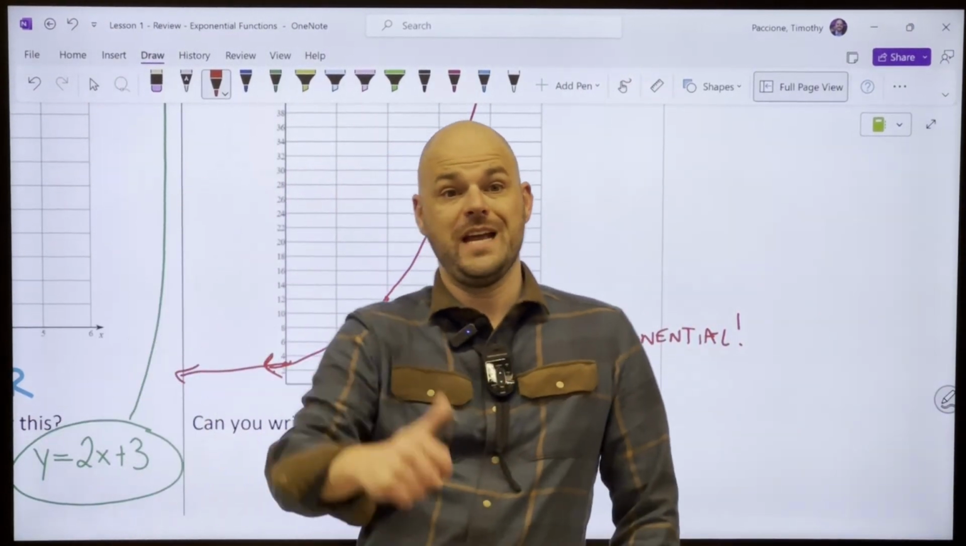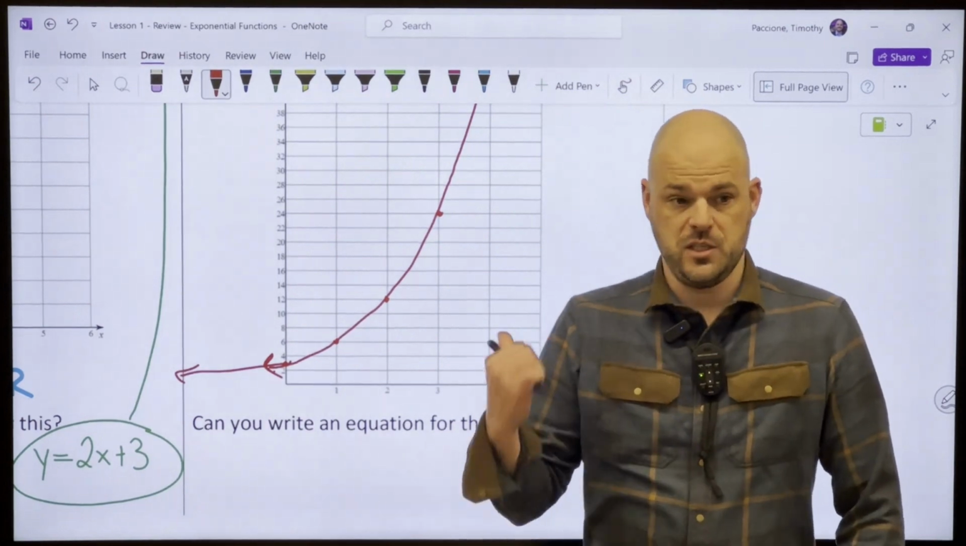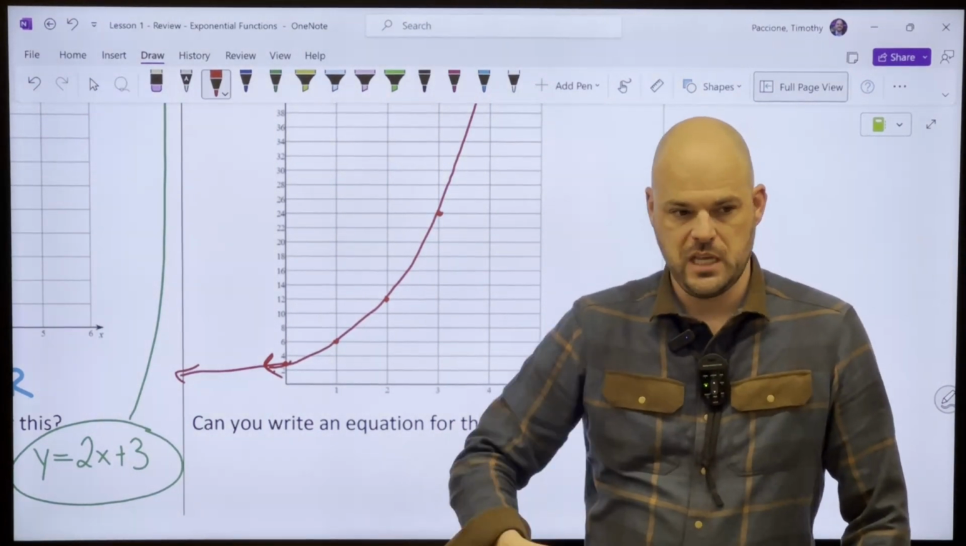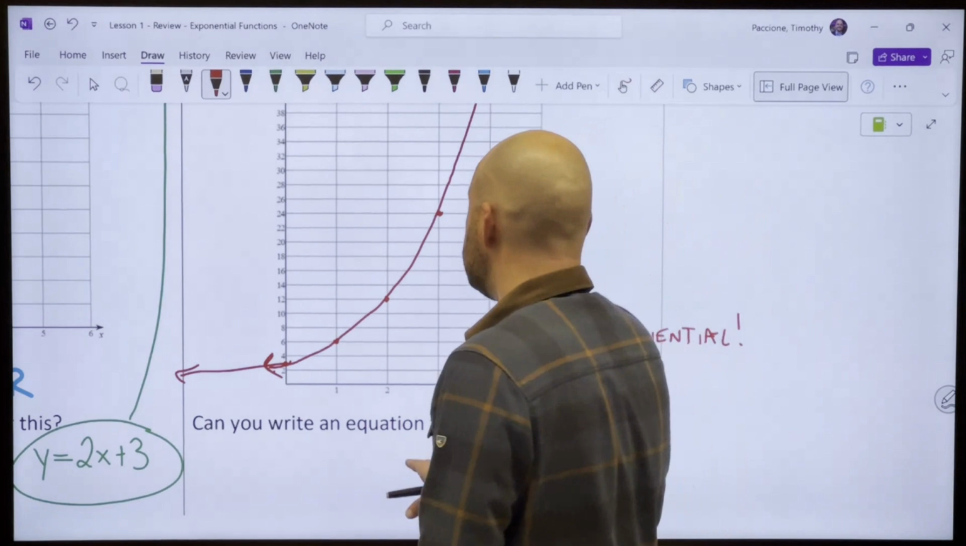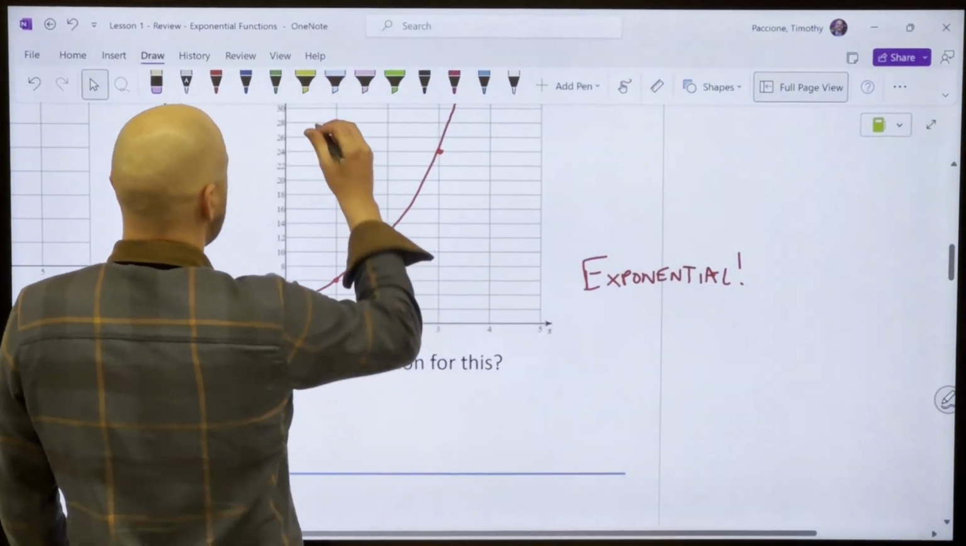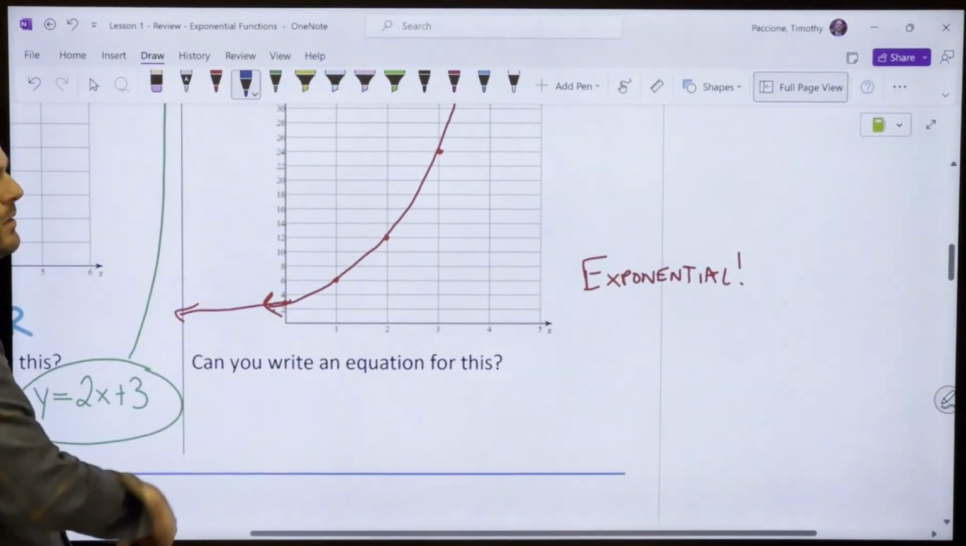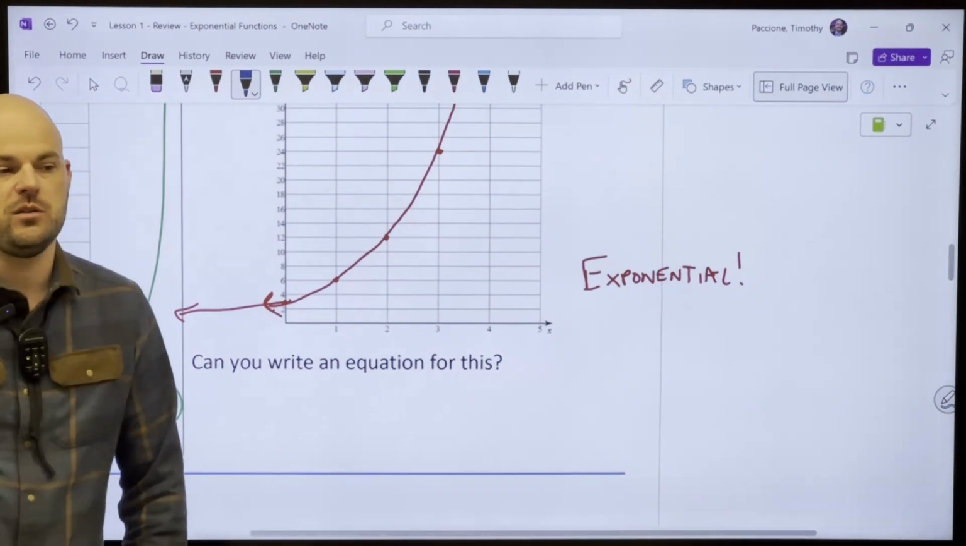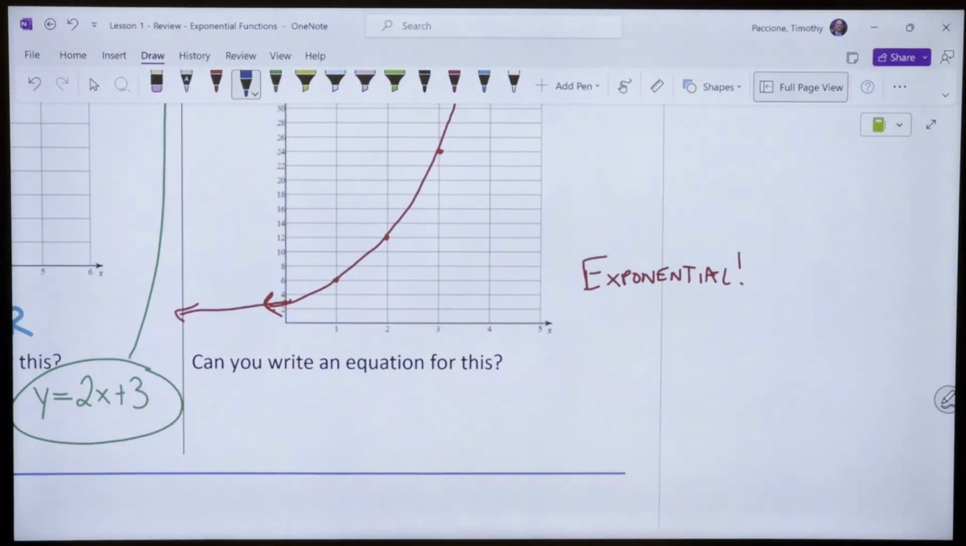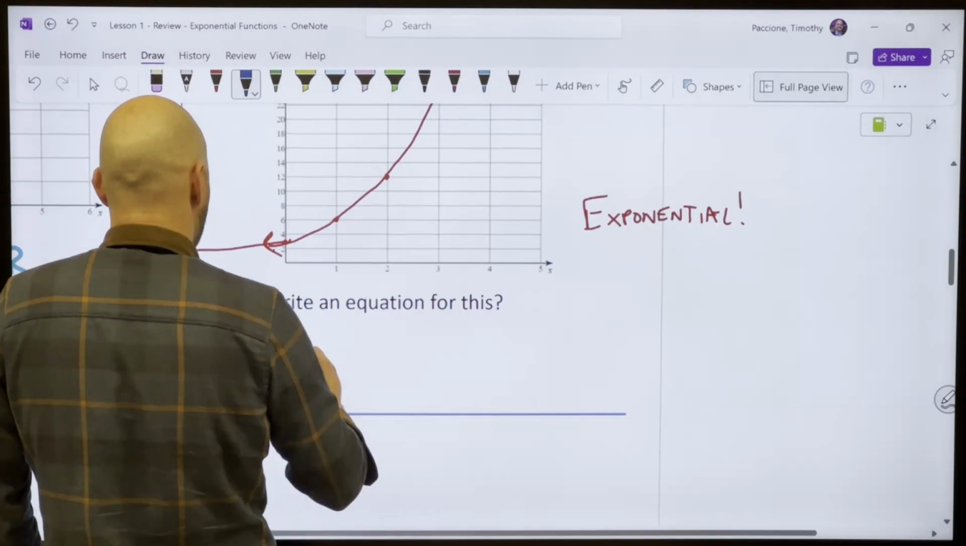So if at this point you're like, well, I don't know the y equals mx plus b for this one, that's okay. That's why we're doing this. That's why we're reviewing it. But there is a form that you can use to plug in and define this pattern too. Does anybody remember it? Good.